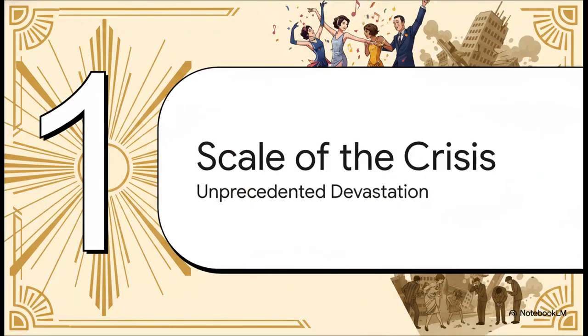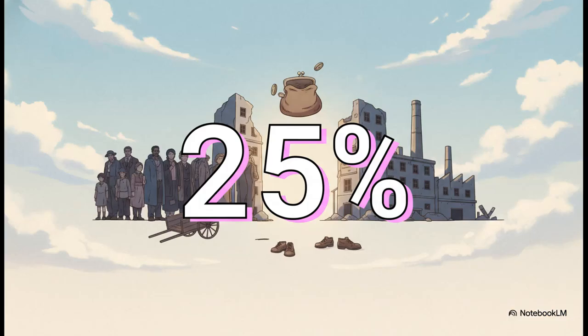All right, part 1, the scale of the crisis. Before we talk causes, we really need to set the stage and grasp the sheer magnitude of the devastation that followed the seemingly unstoppable boom of the Roaring '20s. 25%. That was the peak unemployment rate in the United States by 1933. Just think about that stark number for a second. Literally 1 in 4 workers was completely out of a job.